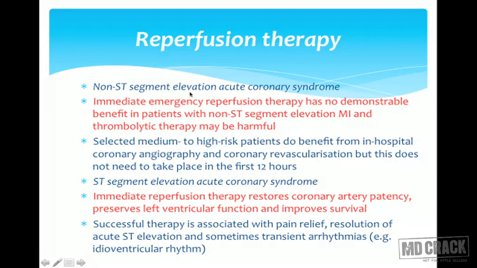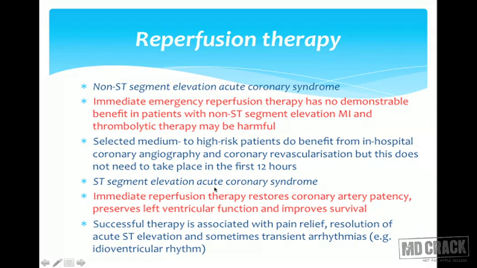In non-ST segment elevation acute coronary syndrome, please note, immediate emergency reperfusion therapy has no demonstrable benefit in patients with non-ST segment elevation MI, and so thrombolytic therapy may be harmful. So if the patient is suffering from non-STEMI, right, immediate reperfusion therapy is not beneficial and hence it is to be avoided. Selected medium to high risk patients do benefit from in-hospital coronary angiography and coronary revascularization, but this does not need to take place in the first 12 hours. So important: in non-STEMI, we should avoid reperfusion therapy initially.